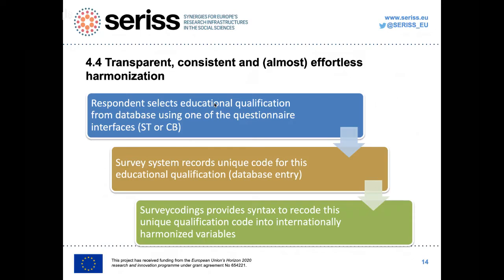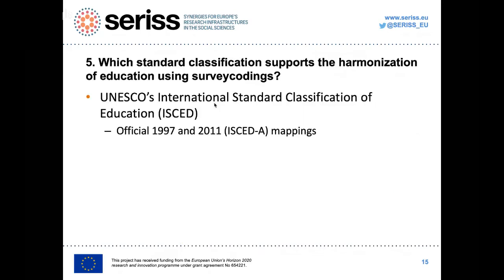Awesome, isn't it? Now let's look a little bit more into the international harmonized variables that you can code from the survey codings education tool. The backbone here is UNESCO's International Standard Classification of Education, because it's available for almost all countries in the world, and it's very established, even in survey research these days, although it wasn't developed for survey research. But there have been quite some improvements made recently in applying this classification for the measurement of educational attainment.